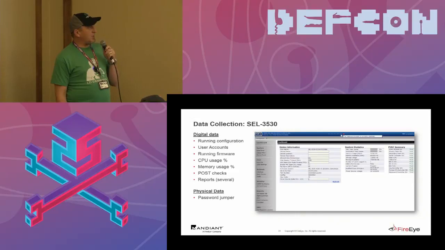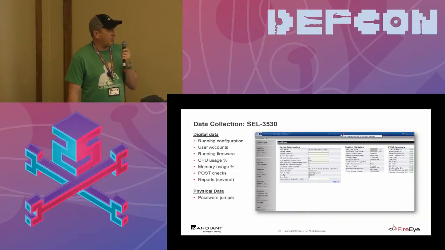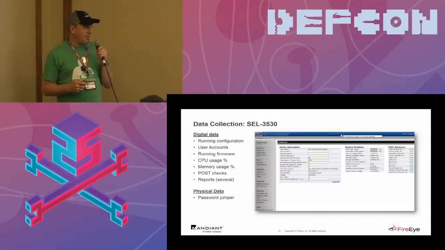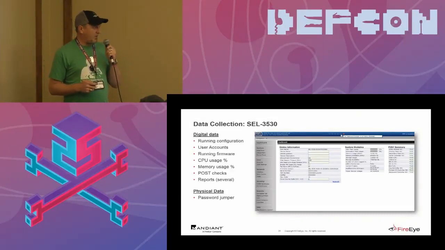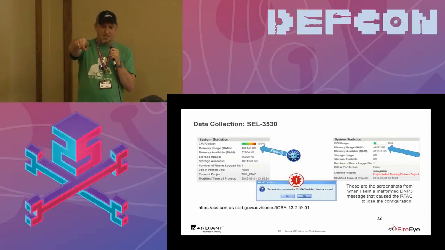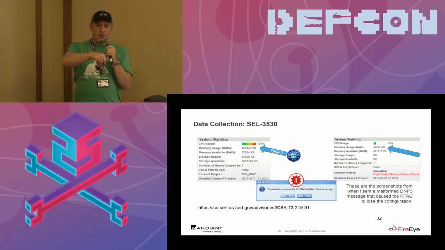So let's do some collection here. We have to look at the digital data so we can get the running configuration, user accounts, running firmware. All that stuff is on the screen when you log into it on the web version. And then physical data: there's a password jumper inside the relay in case you need to emergency reset the device so you can log in.